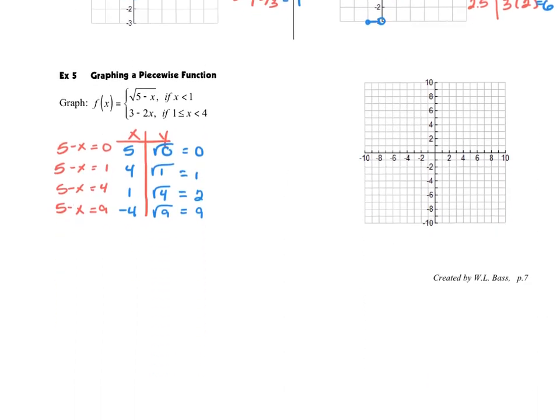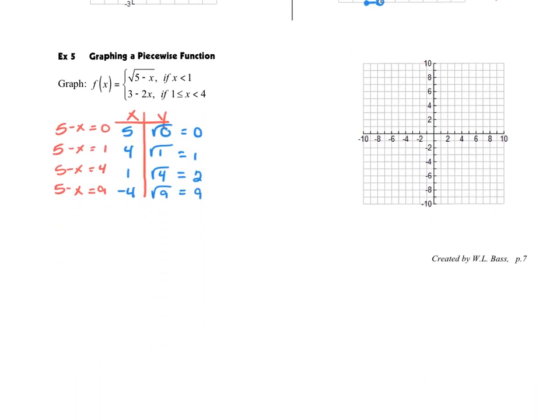Now let's take a look at a piecewise function. A piecewise function is exactly what it sounds like. We're going to take pieces of different functions and put them together, and it has to remain a function. What I've done here for you is I've given you a t-chart that I would create if I were going to graph this first piece in my function, this square root.